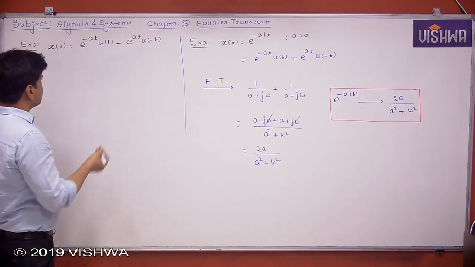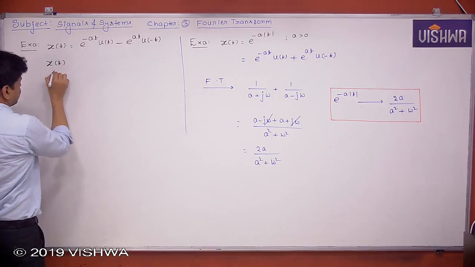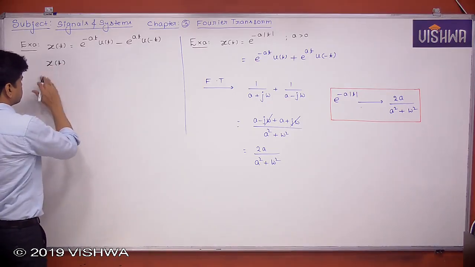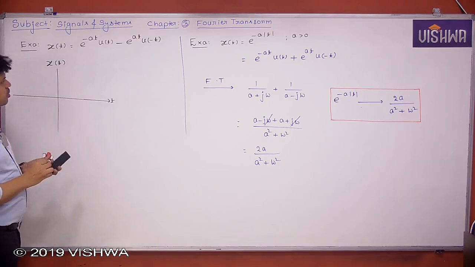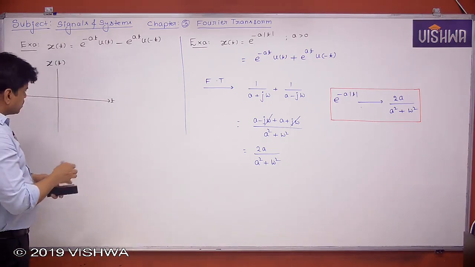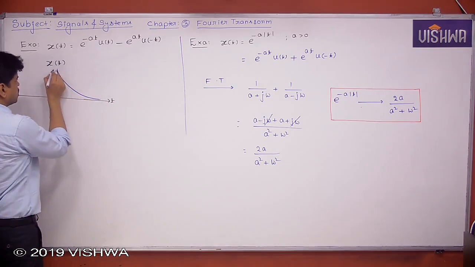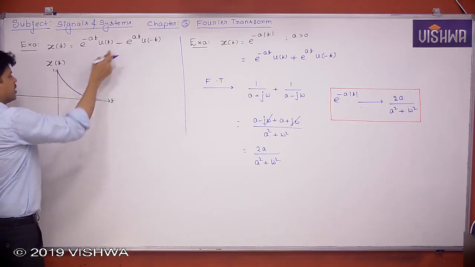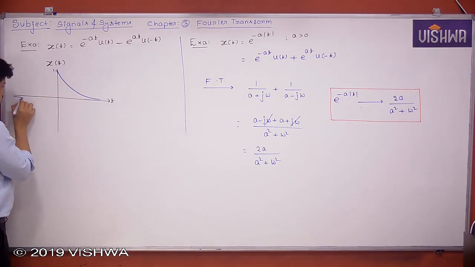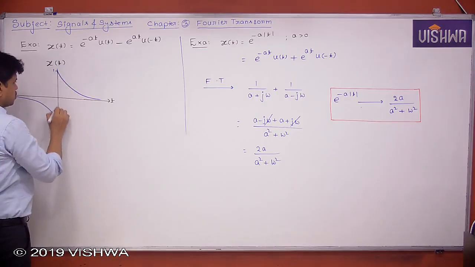First, can you draw the signal x of t, how does it look? If I draw the signal x of t with respect to t, e power minus at u of t is a right sided decaying exponential, starting at 1. e power at u of minus t would look like this, but since we have a minus sign, it has to be reversed, so it looks like a growing exponential, plus 1 and minus 1. So there is a jump.